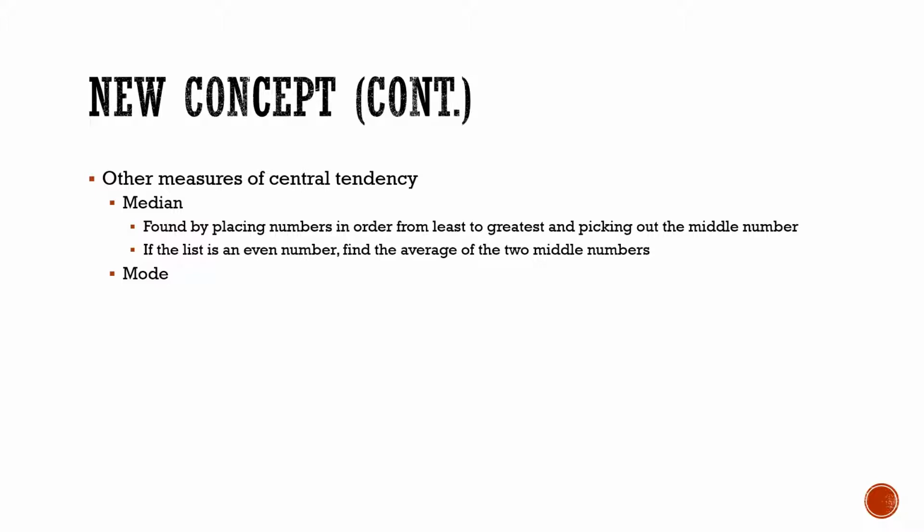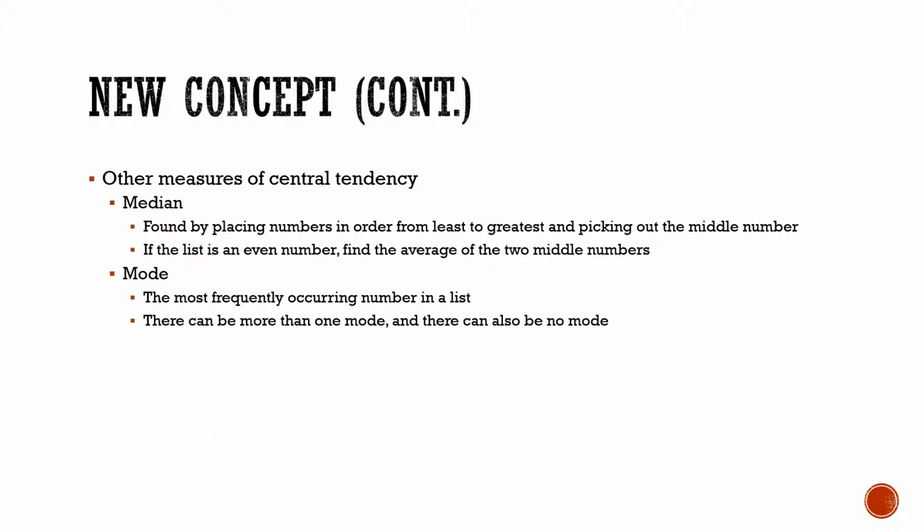Another measure of central tendency is the mode. That's the most frequently occurring number in a list. So if you have a list and there are 4 4s on the list, and that's the most times a number shows up, then your mode would be 4. There can be more than one mode. If 2 different numbers occur multiple times, the same number of times, then they would both be the mode. And there can also be no mode if no number shows up more than once.